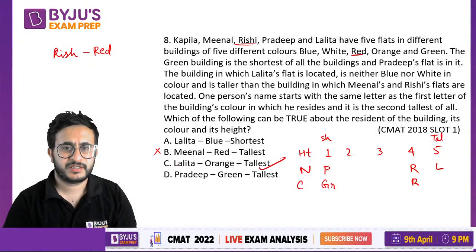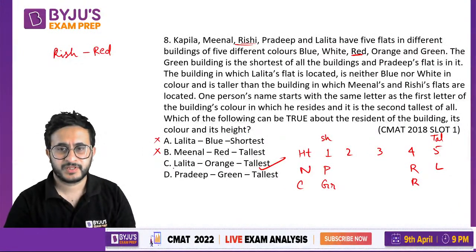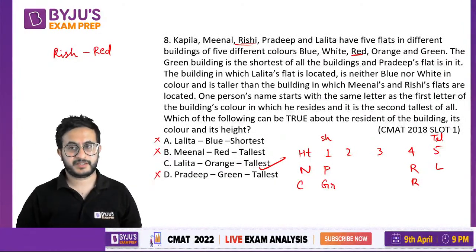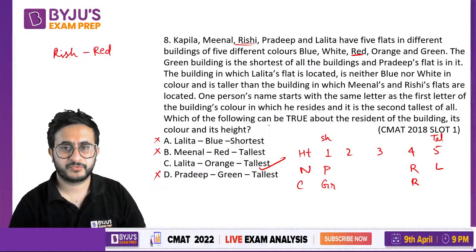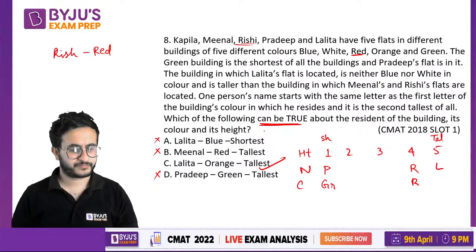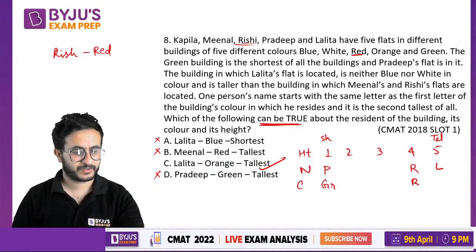So this is Lalita can be the tallest. Okay, so Lalita is not the shortest, right? Pradeep is not the tallest, that is already given. So Lalita can be the tallest, and orange can be the color, right? It is saying that can be true. It does mean that there is a possibility of it being true. Others you can say that these are false. Okay.